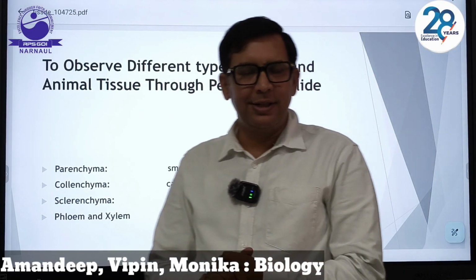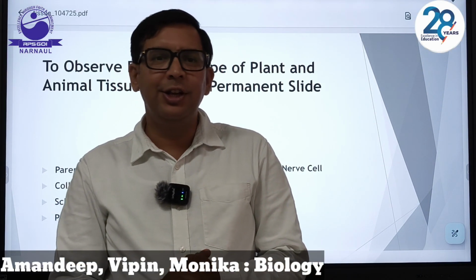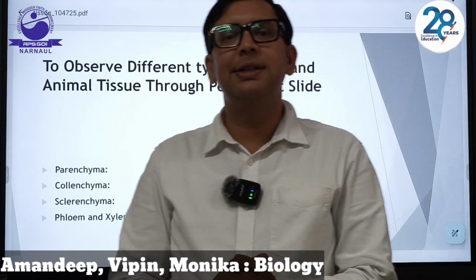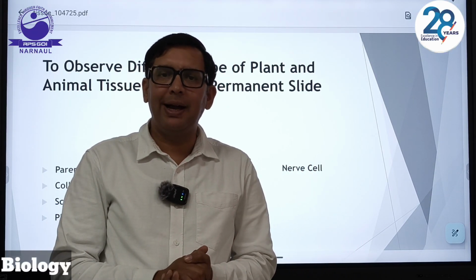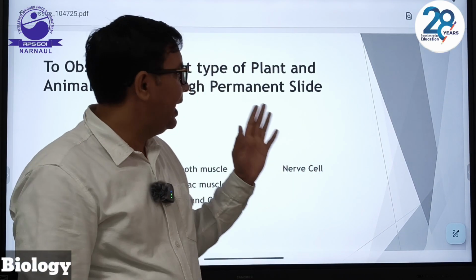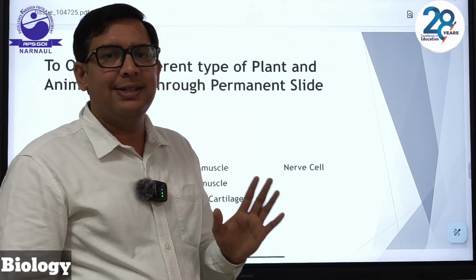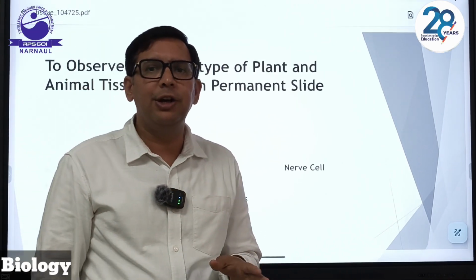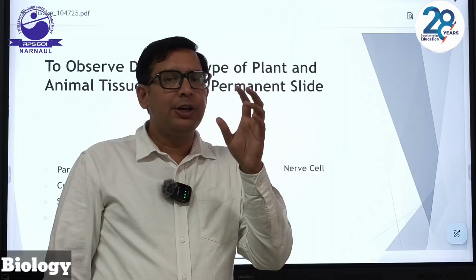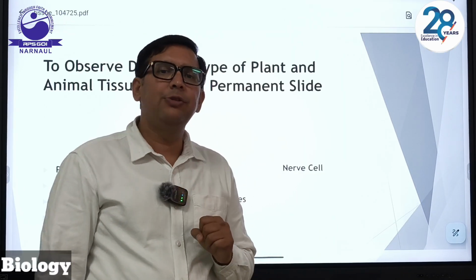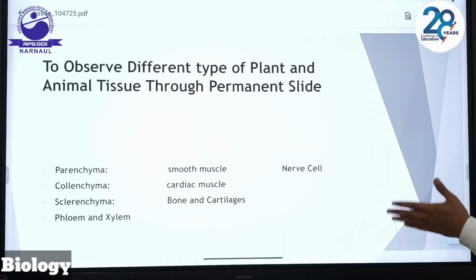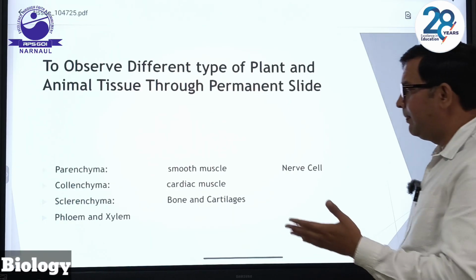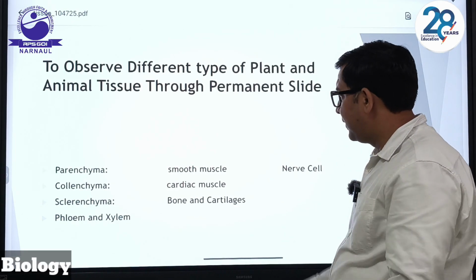Hello students, we are back with a new activity to observe the different kinds of tissues in plants and animals. We have our permanent slides in our laboratory and we are going to observe the tissues. What we are going to observe are parenchyma, collenchyma, sclerenchyma, phloem and xylem.